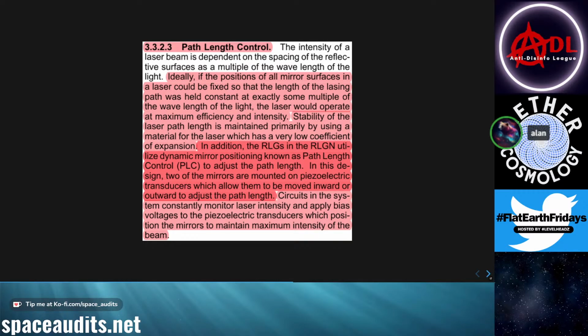Stability of the laser path length is maintained primarily by use of a material for the laser which has a low coefficient of thermal expansion. In addition, the ring laser gyro has a dynamic mirror positioning system, known as the path length control system, the PLC, which adjusts the path length. In this design, two mirrors are mounted on piezoelectric transducers, which allow them to be moved inward or outward to adjust the path length. Circuits in the system are constantly monitoring the laser intensity and apply a bias voltage to the piezoelectric transducers, which position the mirrors to maintain the maximum intensity.